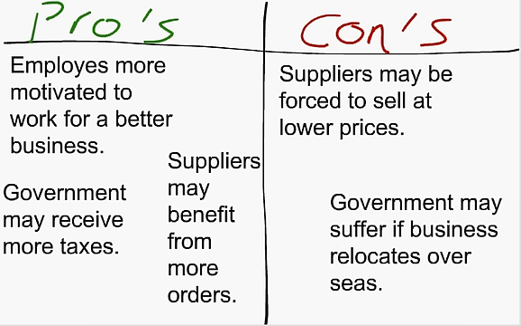Now, some negatives are that the suppliers may be forced to sell at lower prices as the business is more powerful, so this talks about economies of scale, which you'll learn about in another video. And that the government may suffer if the business relocates overseas. This is because if the business does move overseas, they're not going to be paying income tax or corporation tax within that country, so the government isn't going to receive as much tax and in turn not be as well off.